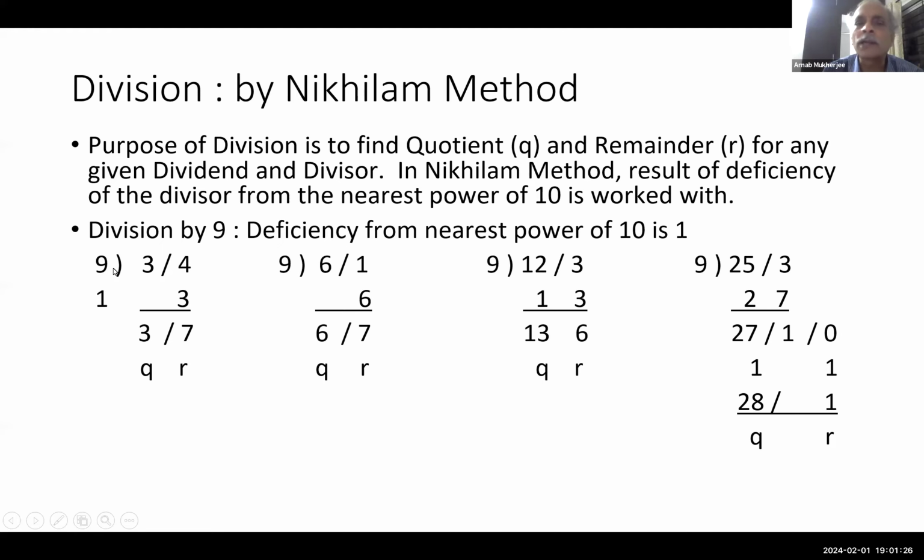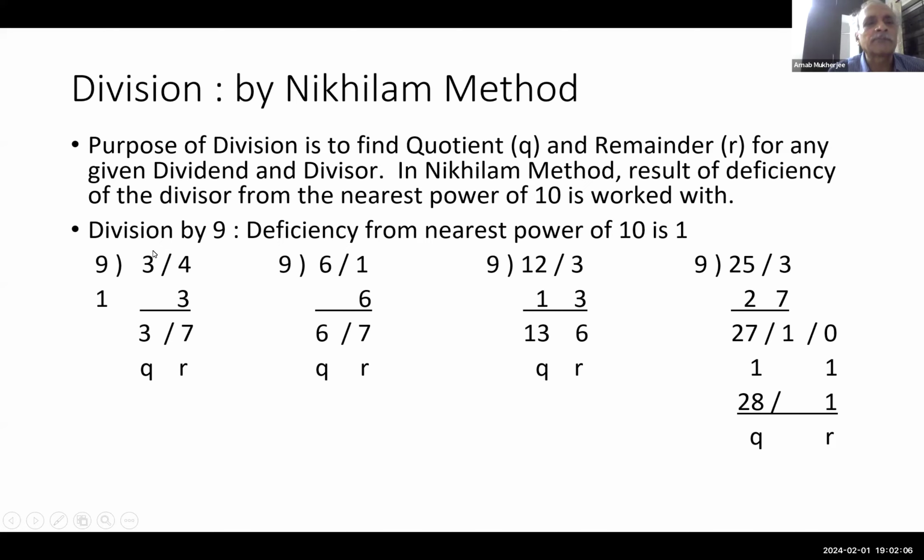Here, unlike the conventional division, we do not use tables of the divisor. Divisor 9 tables we do not require here. We have to work only with this deficiency, the amount the divisor falls short of the nearest power of 10, which is 1. Now, since the divisor is a single digit, the nearest power is 10 to the power 1. So from the right, after 1 digit, we put a slash.